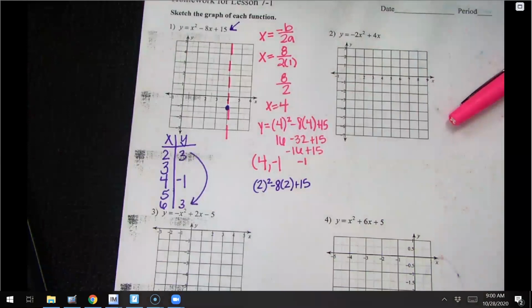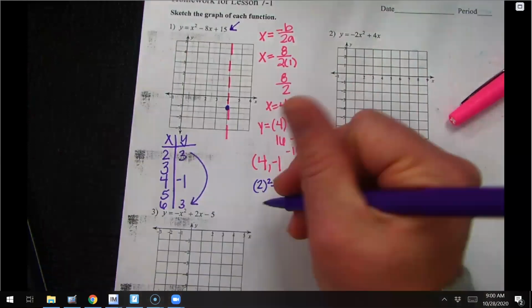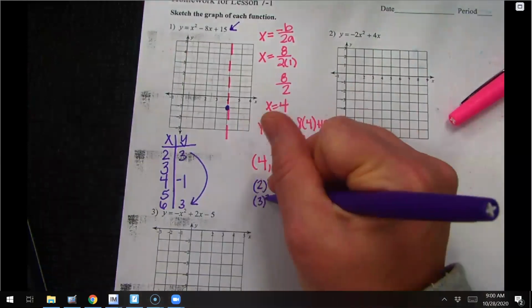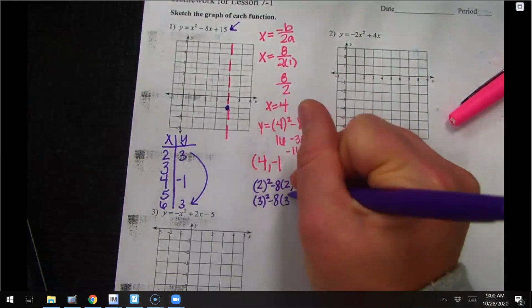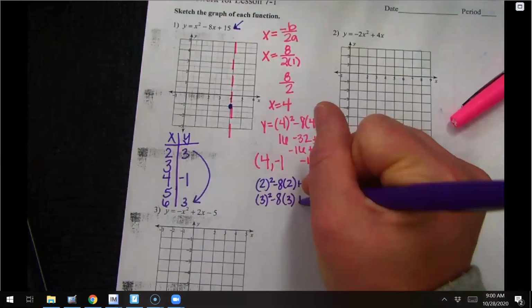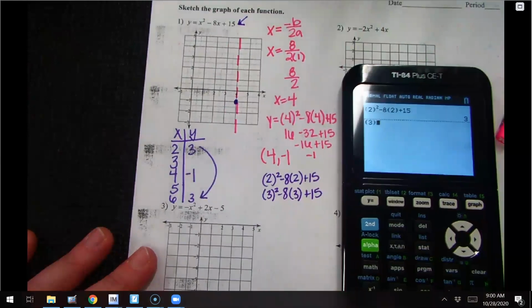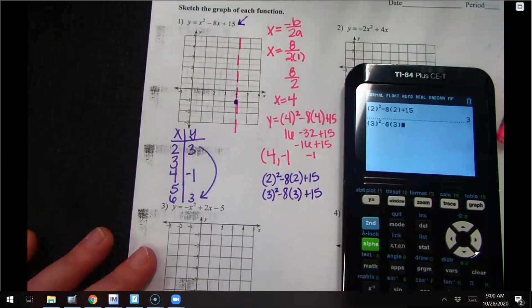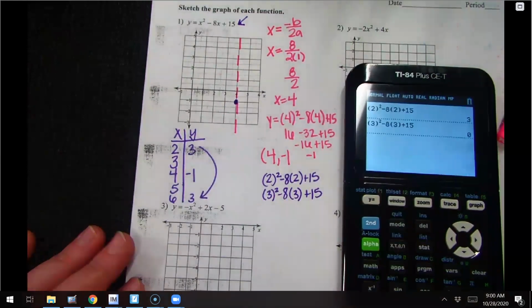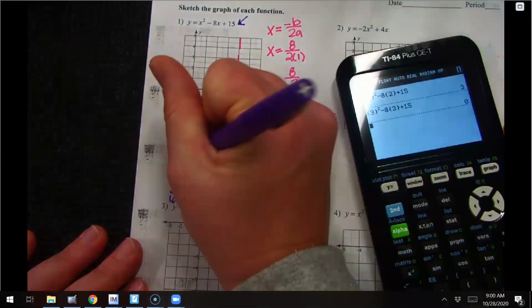Then you plug in again. This time you're plugging in 3. Open parentheses 3, close parentheses, squared, minus 8, open parentheses 3, close parentheses, plus 15. That gives you 0. If this is 0, that's 0.